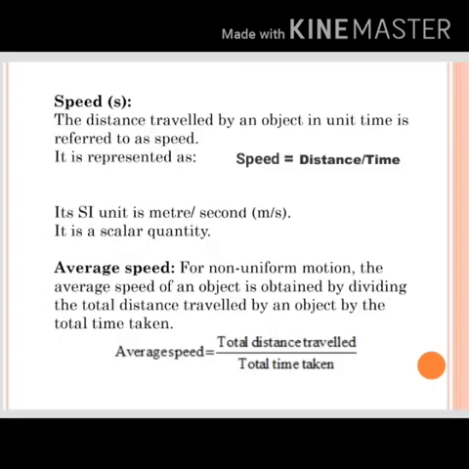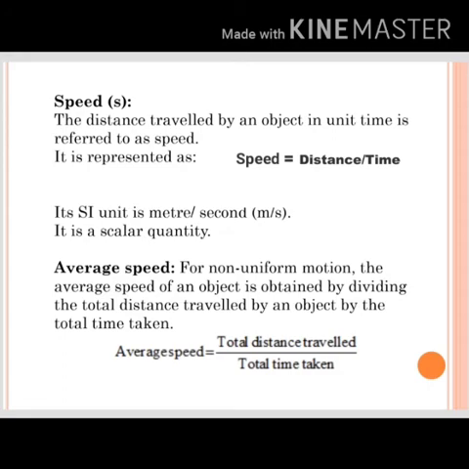Now let's see about speed. Speed is defined as the distance traveled by a body per unit time. Thus, speed equals distance traveled upon time taken. If we denote speed by small v, distance traveled by small s, and time by small t, then v equals s upon t. The SI unit of speed is meter per second, whenever the distance covered by the body is expressed in meters and time in seconds.